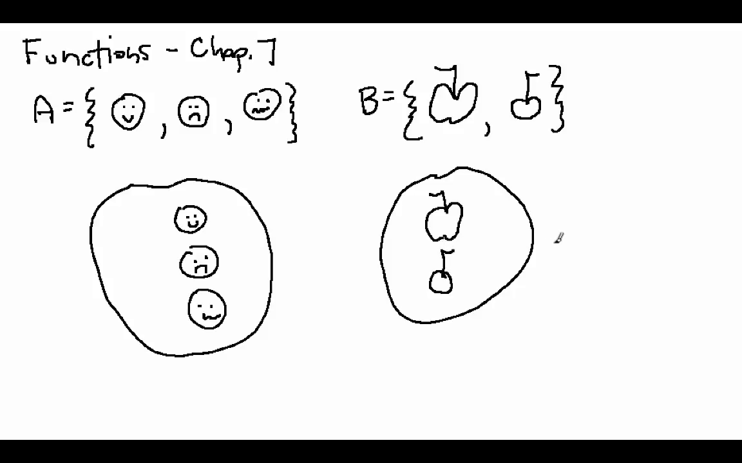I want to play a game here. What I want to do is draw arrows from this set over to this set, okay? For example, I'm going to draw the happy face over to the apple, and I'm going to draw the sad face over to the apple, and I'm going to draw the angry face over to the cherry. Okay, now what I have here, this is an example of a function.